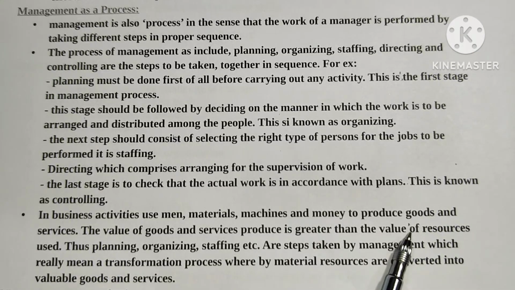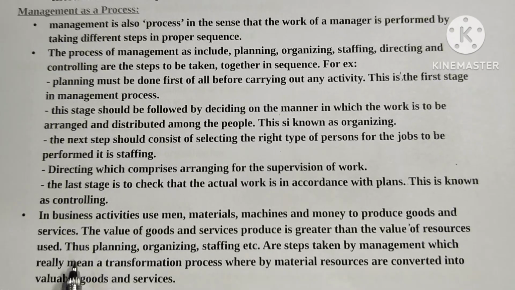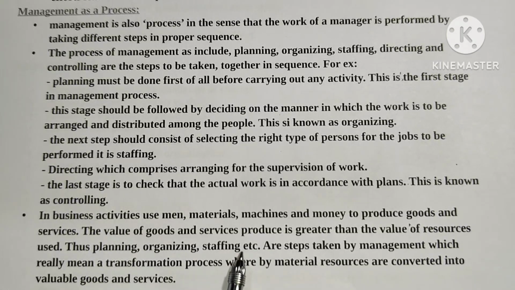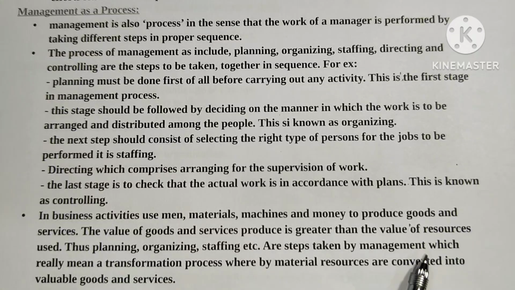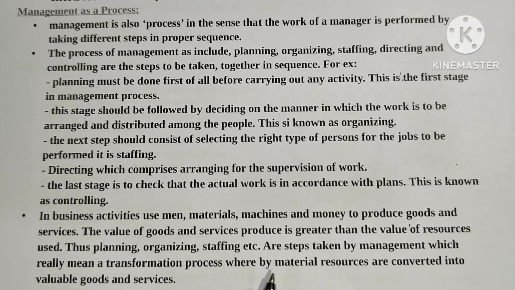The value of goods and services produced is greater than the value of resources used. Whatever equipment, staff, and investment we have put in as resources, the value of production should be greater. Thus, planning, organizing, staffing, etc. are all the steps taken by management, which really mean a transformation process. By following all these steps, management will transform material resources into valuable goods and services. So this is management as a process.